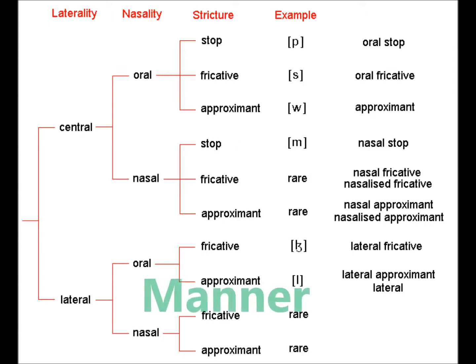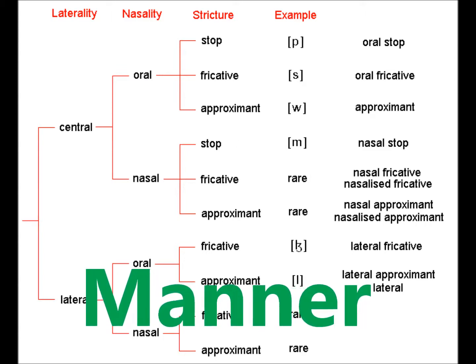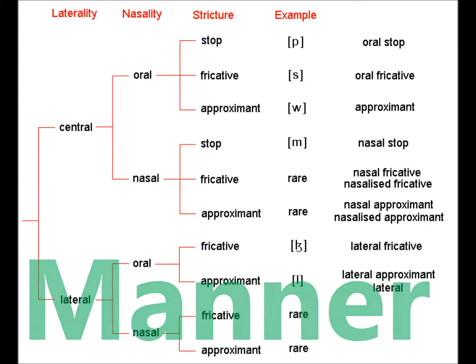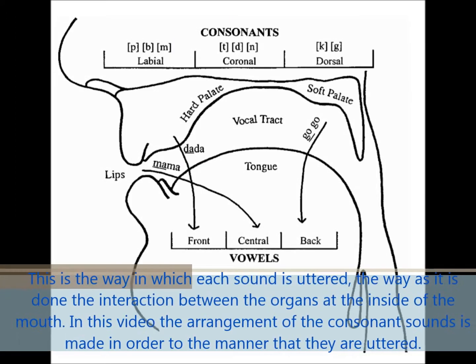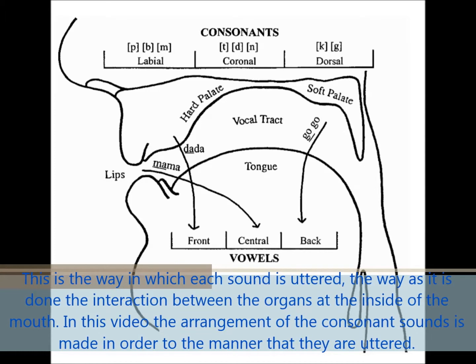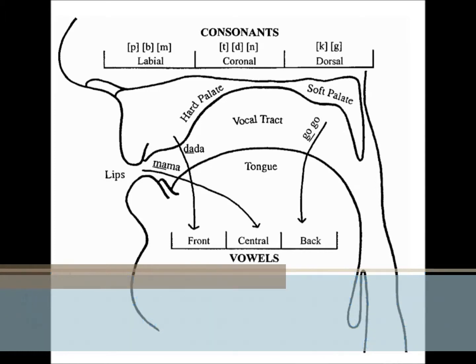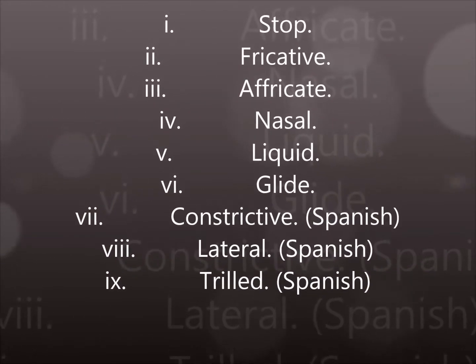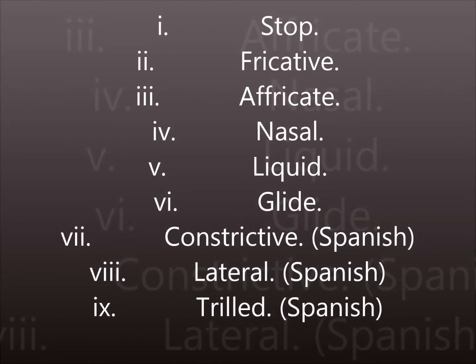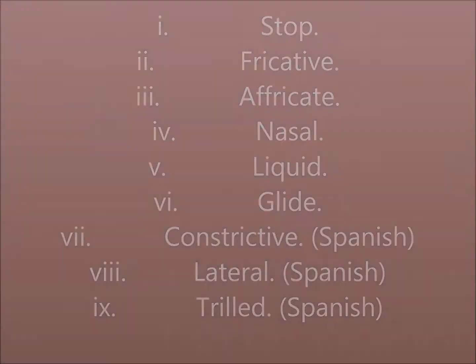Manner. This is the way in which each sound is uttered, the way as it is done the interaction between the organs at the inside of the mouth. In this video, the arrangement of the consonant sounds is made in order to the manner that they are uttered. According to the manner, a consonant can be stop, fricative, affricate, nasal, liquid, glide, constrictive, lateral, and trilled.